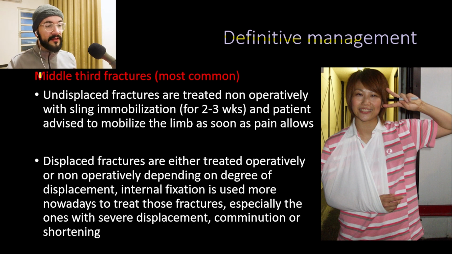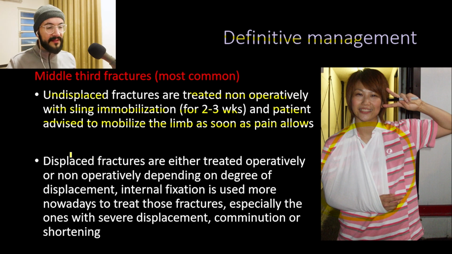So in middle third fractures, which are the most common fractures to affect the clavicle, the undisplaced middle third fractures are treated non-operatively with sling immobilization for 2 to 3 weeks, and the patient is advised to mobilize the limb as soon as pain allows. So we advise them to mobilize and exercise the limb as soon as possible, including mobilizing the fingers, the elbow, and the shoulder to prevent stiffness from happening.